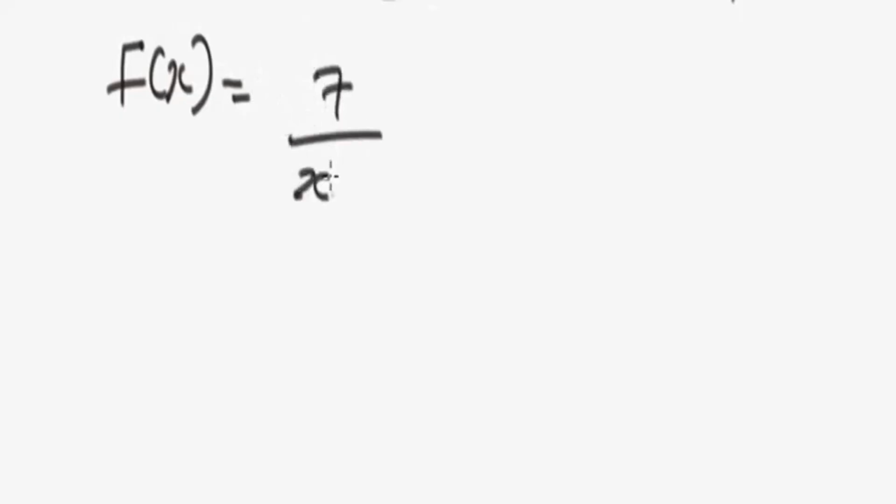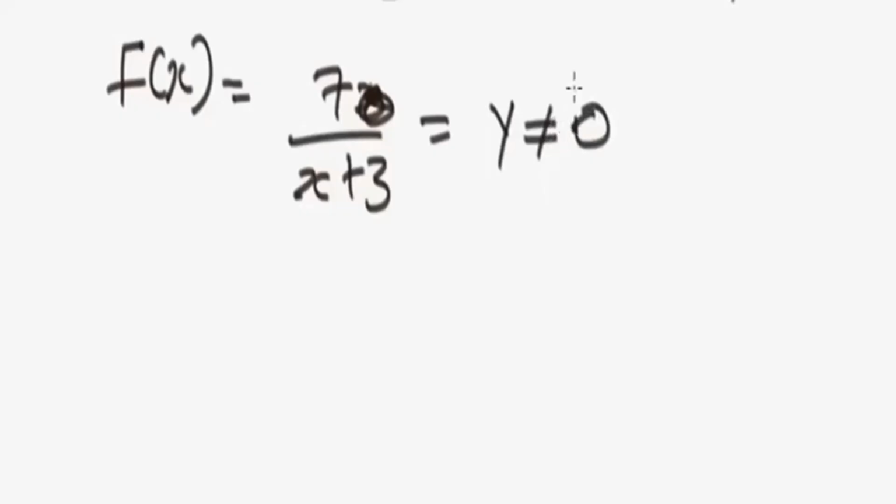Let's say we are given this rational function f of x equals 7 over x plus 3. I have to find the range of this function. Whenever you have a rational function like this, where in the numerator you don't have a variable or an unknown, for instance, in this question you don't have something like x here, you just have only 7, no variable attached to it, the range of this function will be y not equal to 0. So the range of this function will be all real numbers from negative infinity to positive infinity except 0.